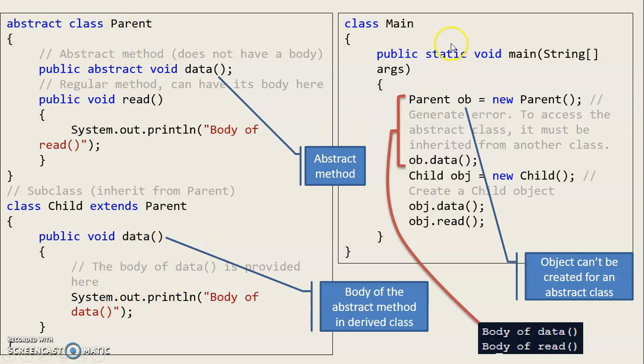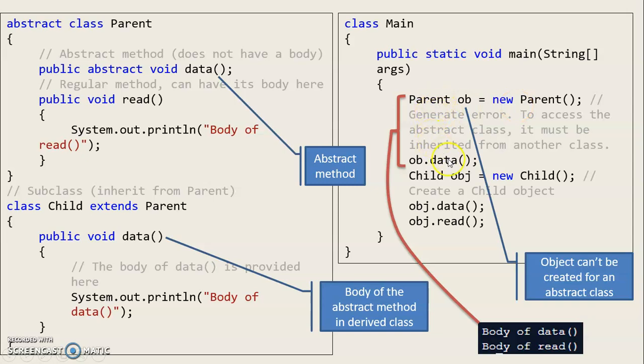Now inside the main function, if I want to execute data, I need to create an object corresponding to the child class, that means a subclass. This is a wrong concept: if I define parent obj equal to new parent, the meaning is that I am going to create an object corresponding to the parent class. But since the parent class is an abstract class, this will generate an error. We can't run this code.